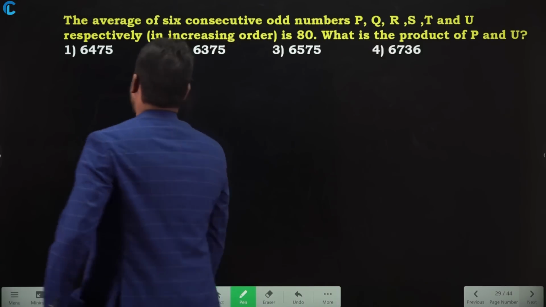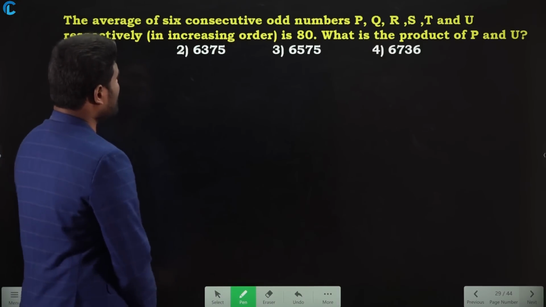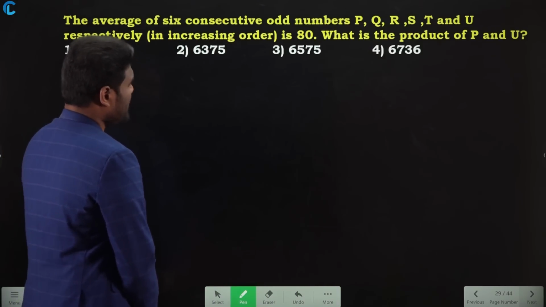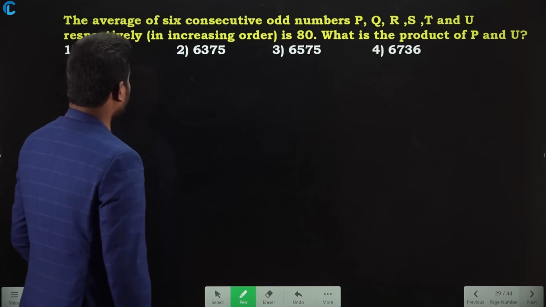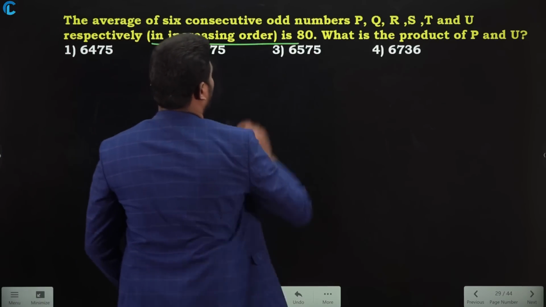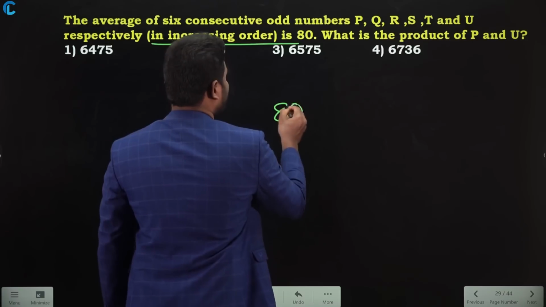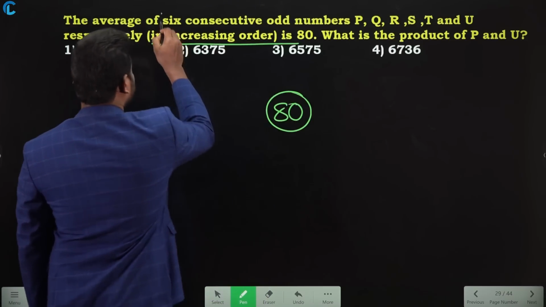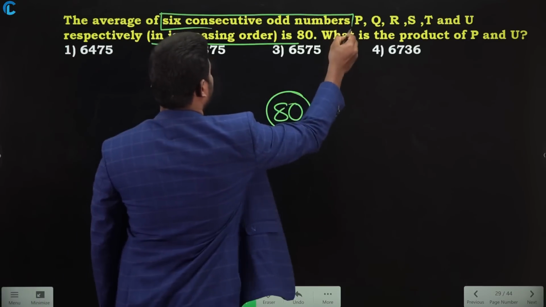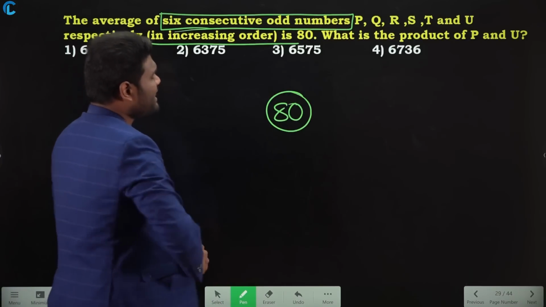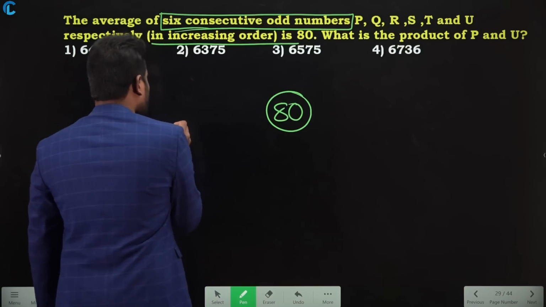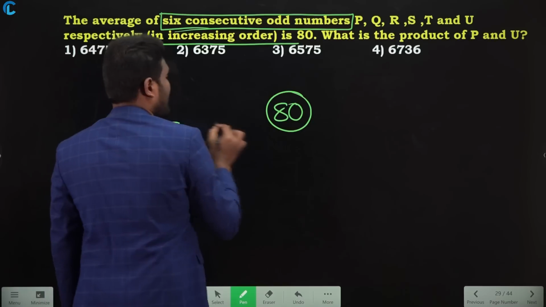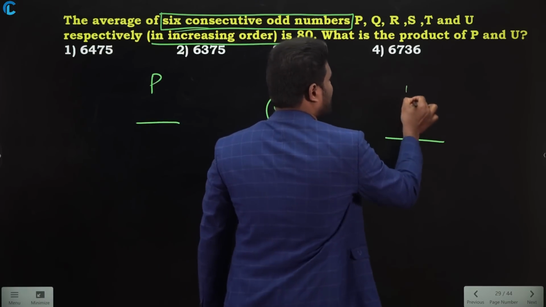The next question is: average of 6 consecutive odd numbers P, Q, R, S, T and U respectively in increasing order is 80. Now average of how many numbers we have? 6 numbers. For 6 numbers average is 80. What they are asking? Product of P and U. Now P is the smallest number. Similarly U is the highest number.